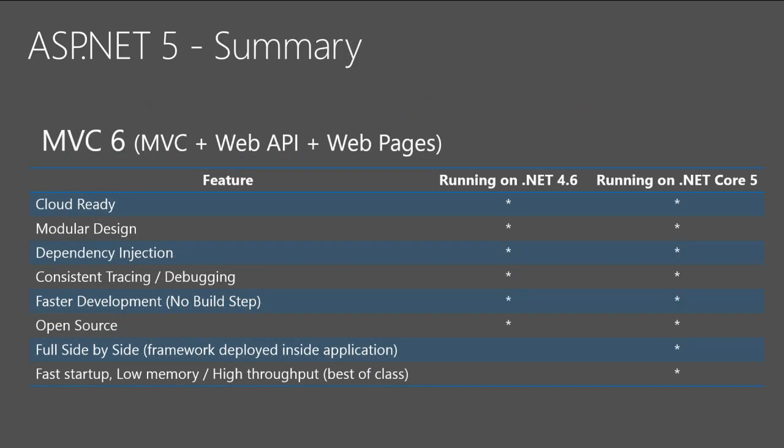So in summary, when you're looking at MVC 6, it's cloud ready on both versions of the .NET Framework. It's modular, dependency injection for everything in MVC. And I'll show you a little bit of that when we get into the demos. Consistent tracing and debugging experience. But the two differentiators why you might want to choose Core 5 versus 4.6 is this side-by-side framework capability, the fast startup, low memory, and high throughput. And I should put a line on there, cross-platform. Cross-platform only happens on Core CLR 5. Okay?